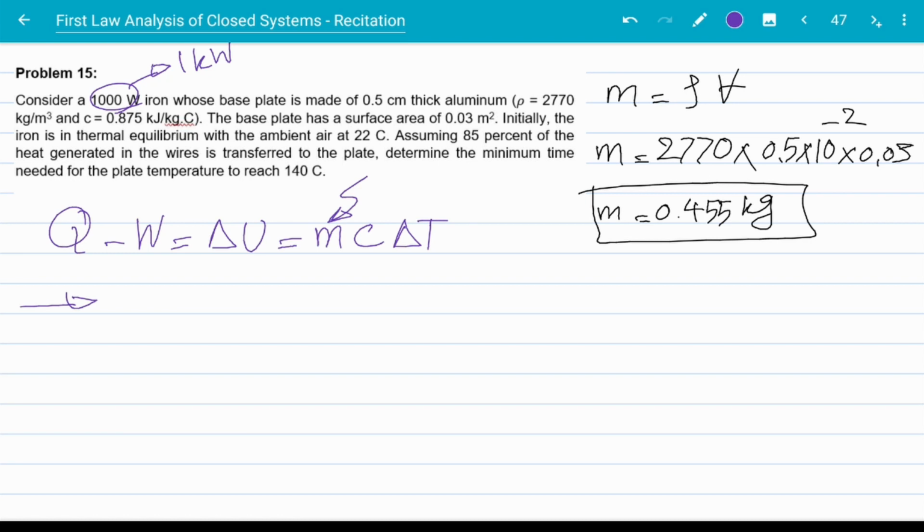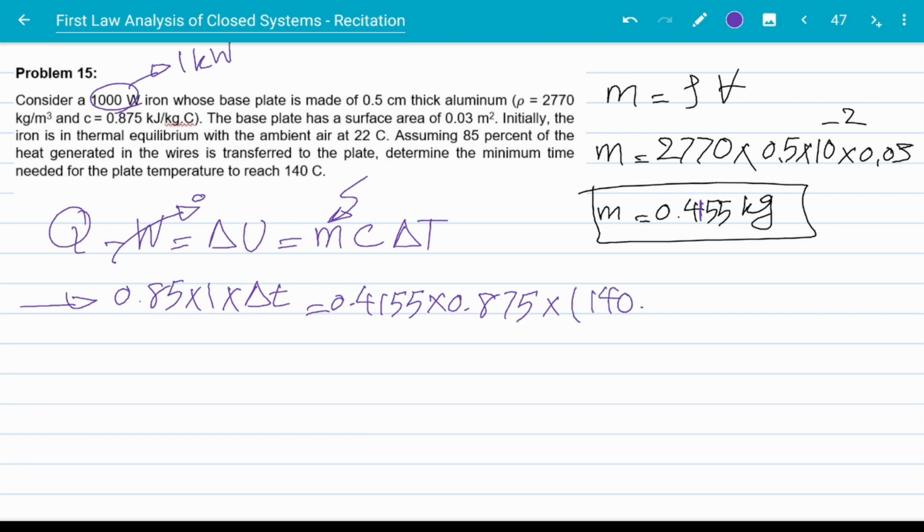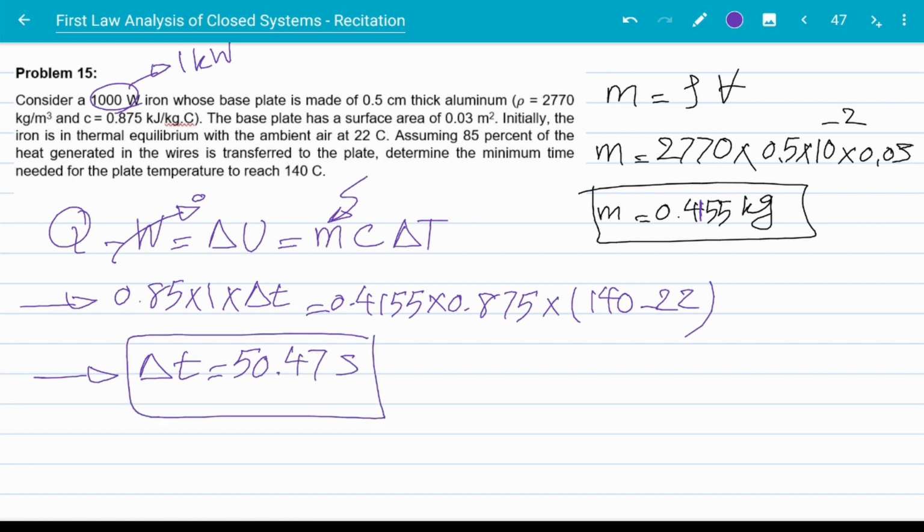In order to find the actual energy, you have to multiply it by time. So it is 0.85 times 1 times delta t. There is no work involved, so this term is gone. This is equal to the mass, 0.4155, times the C, which is 0.875, times 140 degrees minus the initial temperature, 20. Now if you do the math, we need 50.47 seconds for the iron to reach the temperature of 140 degrees Celsius.